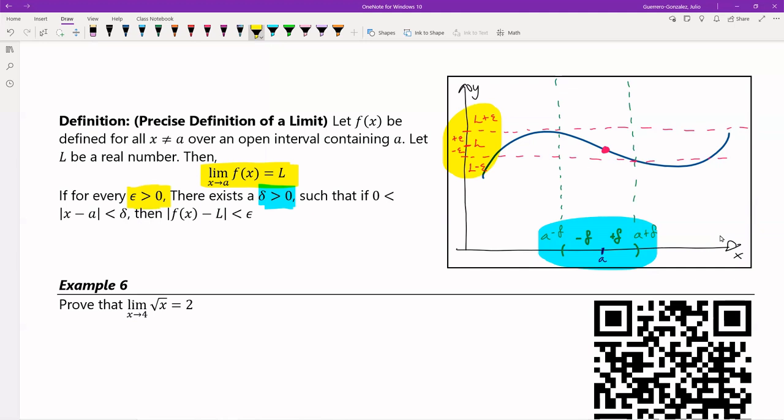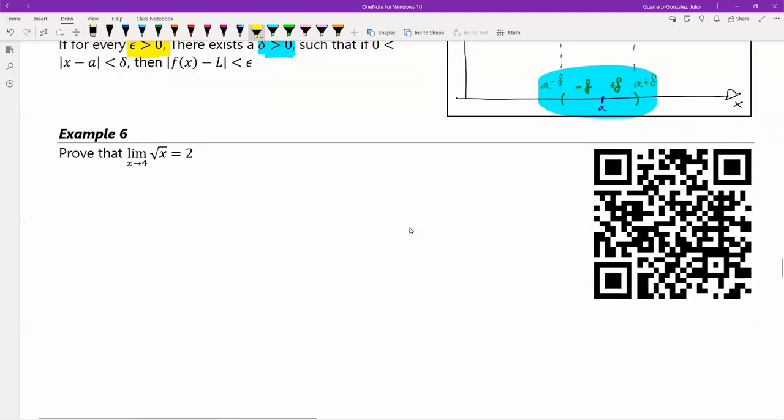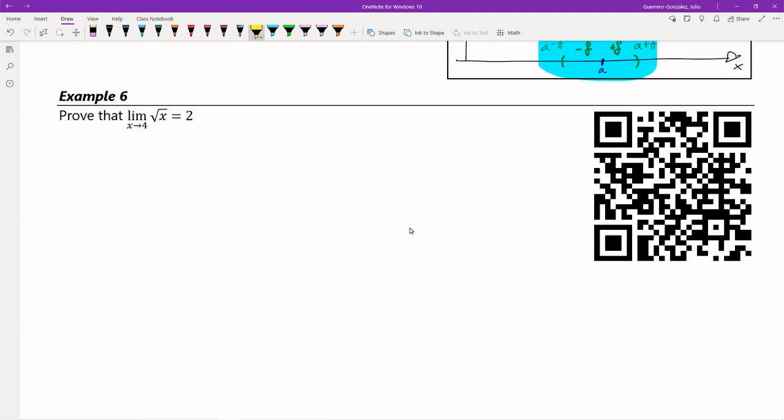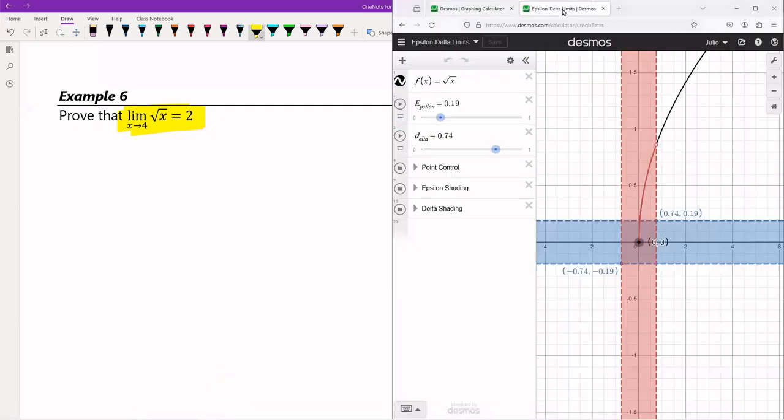So let me give you guys an example of how this thing works out. This is the actual bona fide definition, how to prove the limit of a function as x approaches a value. In this case, in particular, I'm going to prove that the limit as x approaches 4 of the square root of x is equal to 2. I've got a QR code there. If you guys have your phone out, you can go ahead and scan it, and it'll pop up this thing right here.